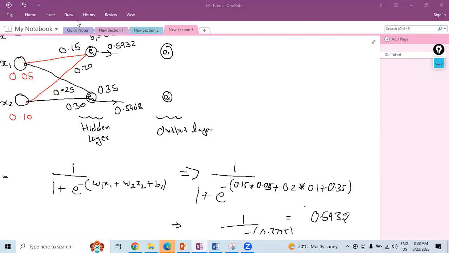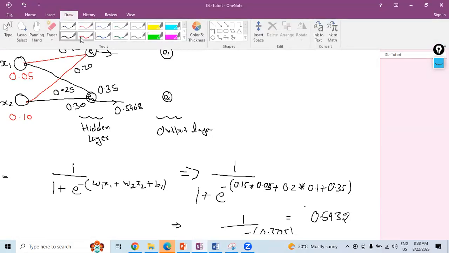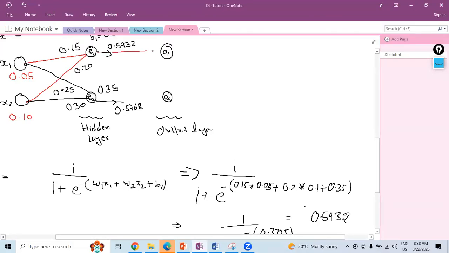And now I'm just passing these values. So first we are passing this value to this one, and this is S1. Here the weight will be 0.40, and the next weight along for the H2 is 0.45, and bias, you have to use 0.60. Activation function will remain the same.